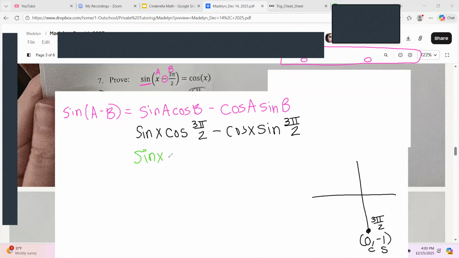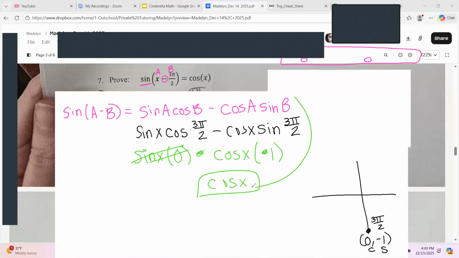All right, so now we have sine X. Cos of 3 pi over 2 would be 0, minus cos X. Sine of 3 pi over 2 is negative 1. 0 times anything, this is gone. Negative times negative would be positive. So bye-bye. Cos X times 1 is cos X. And there we go. We did it. We proved it.